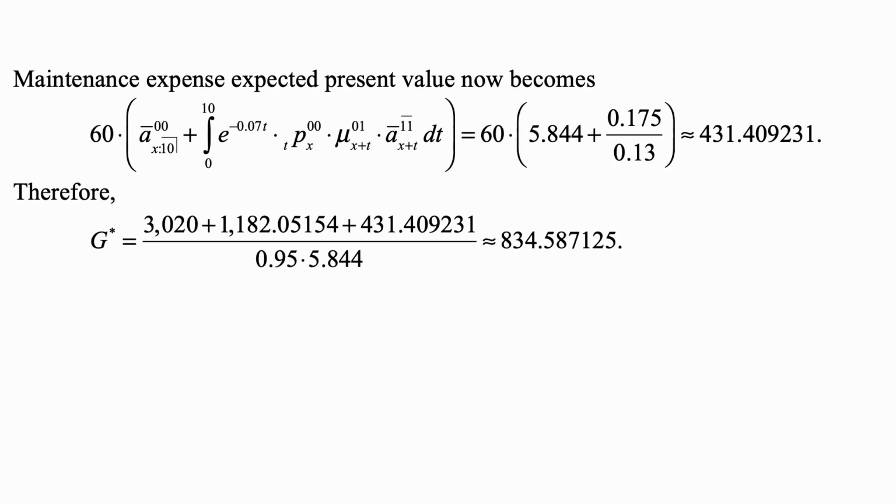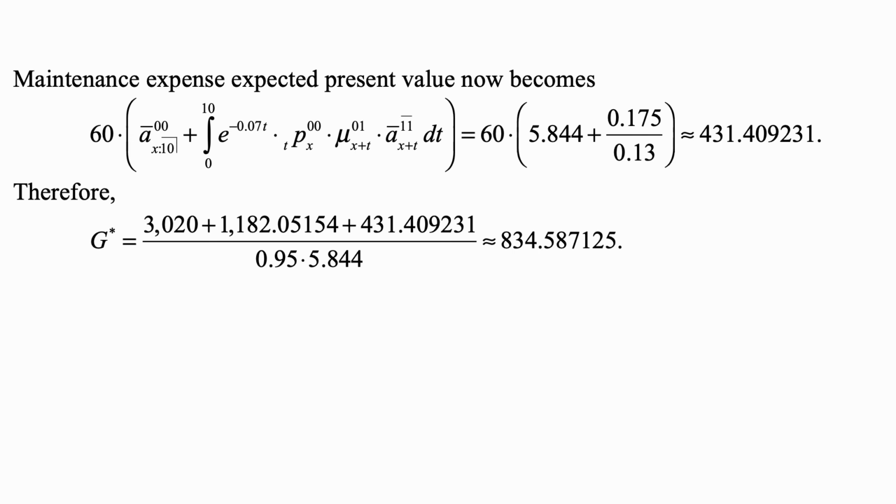Maintenance expense expected present value now becomes 60 times a bar x colon angle 10, 0, 0 plus the integral from 0 to 10 of e to the minus 0.07 t times tpx 0, 0 times mu x plus t 0, 1 times a bar x plus t 1, 1 with a bar above it, because maintenance expenses are payable while the person is alive, either alive and healthy or alive and sick. And the second expression we know it to be 0.175 over 0.13.